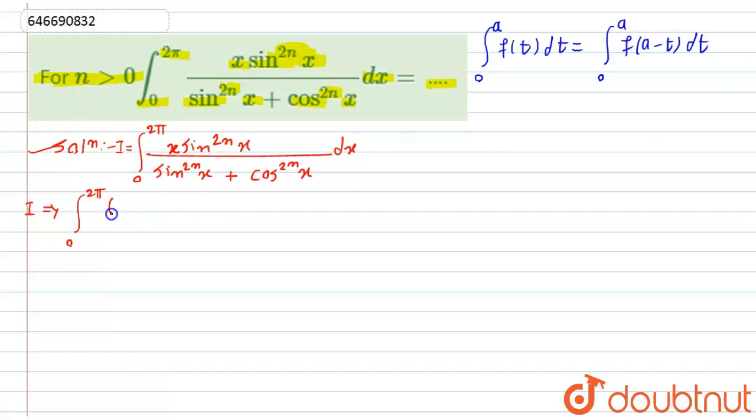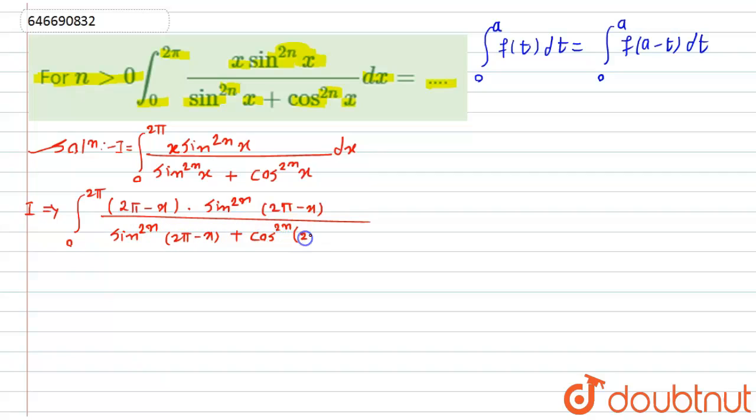If we apply this property, it will become (2π minus x) into sin^(2n)(2π minus x) divided by, in the denominator, sin^(2n)(2π minus x) plus cos^(2n)(2π minus x). Let's suppose this as equation number 1.